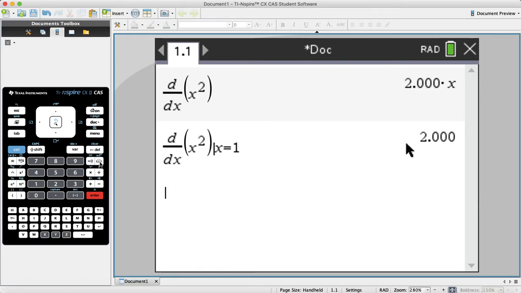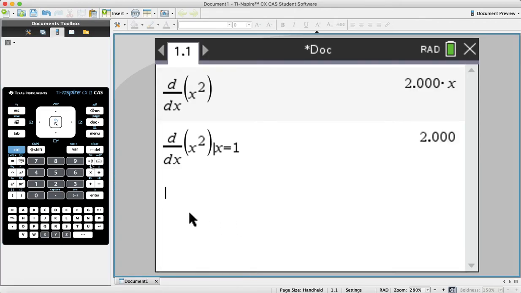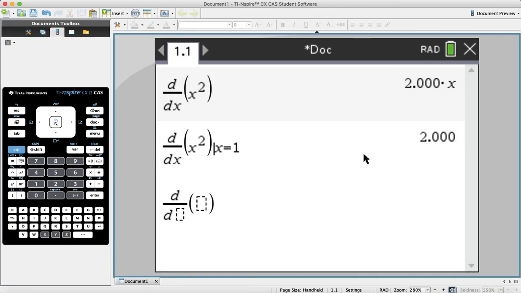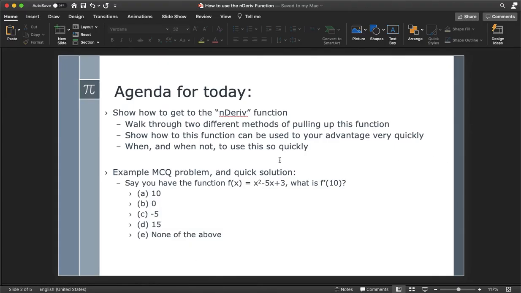Another way to pull this function up is to press this button right here on your calculator, right above your division symbol. Sorry, not the book, but the one next to this button right here. If you press this derivative button, then you could get the general derivative of x squared. So this is how you get 2x. Those are the two ways to get the nDeriv function.